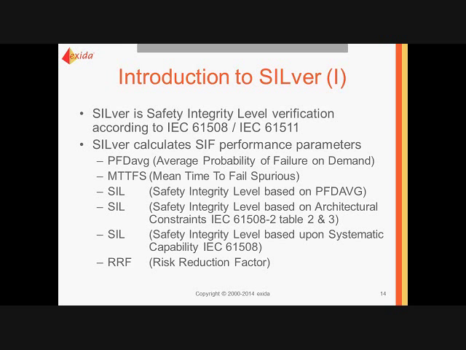The safety integrity level based on PFD average, safety integrity level based on architectural constraints, safety integrity level based upon systematic capability, and risk reduction factor. One of the things when you're doing SIL determination is if you find that you require a SIL 1 design for your SIF, you really ought to define a risk reduction factor along with that. Because if you just said SIL 1, the designer may just give you a SIF that meets a risk reduction factor closer to 10 as opposed to closer to 100.